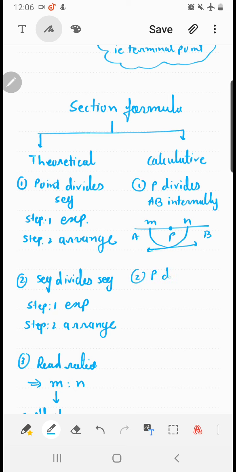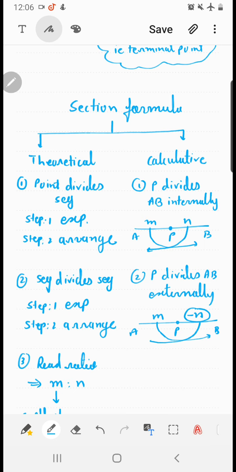Second, P divides AB externally. Now when I say divides externally, we follow the same diagram. Who divides? P divides. Whom? AB. In what ratio? M is to n, but instead of n, we take it as minus n. M goes to B, minus n goes to A.